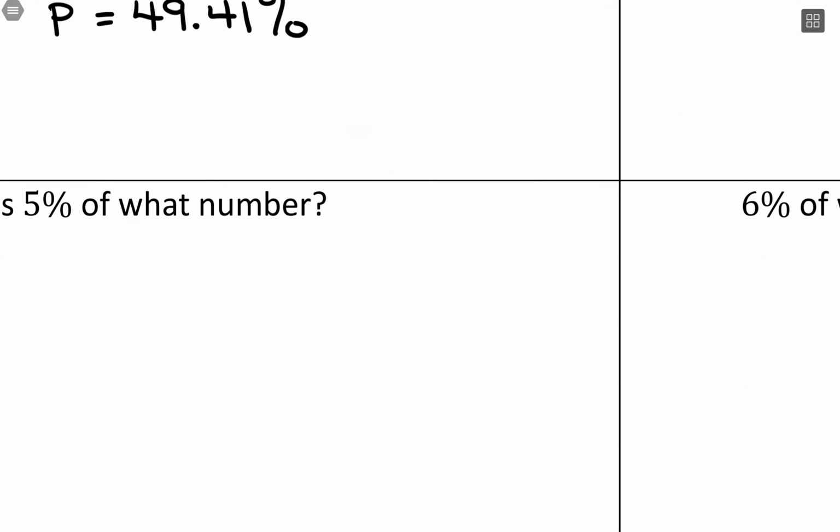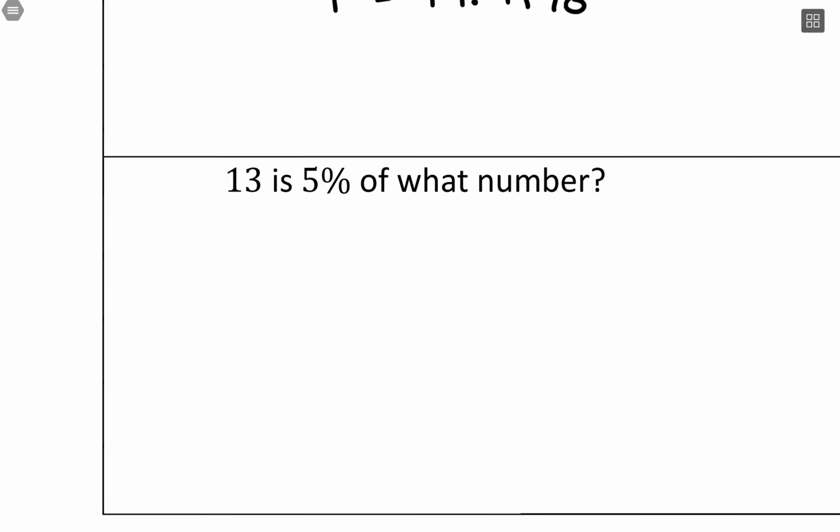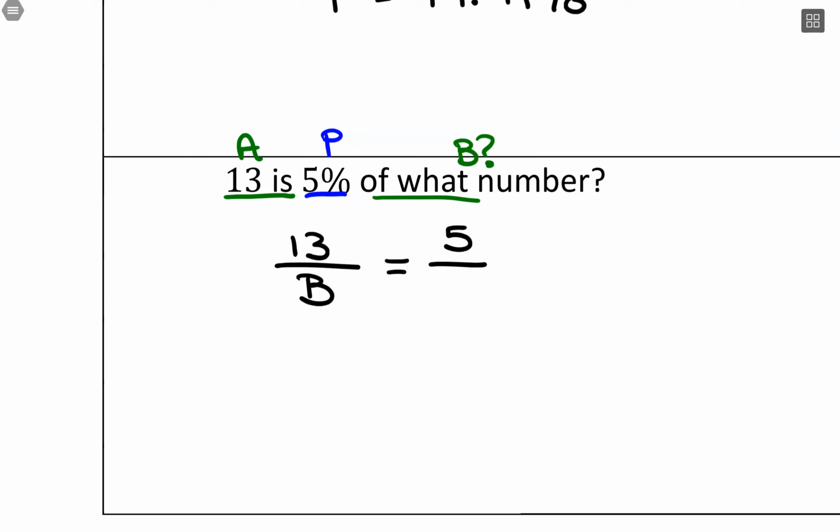Okay, just like up above, we could solve for different pieces here. So 13 is, so that's telling me the amount. We have our percentage there, 5%, and then of what number, so we don't know what b is. So we're taking 13 out of some unknown number, so we don't know what our base is, equals the percentage. And again, do not move the decimal around. If that's 5%, then we just put 5 directly into the equation.